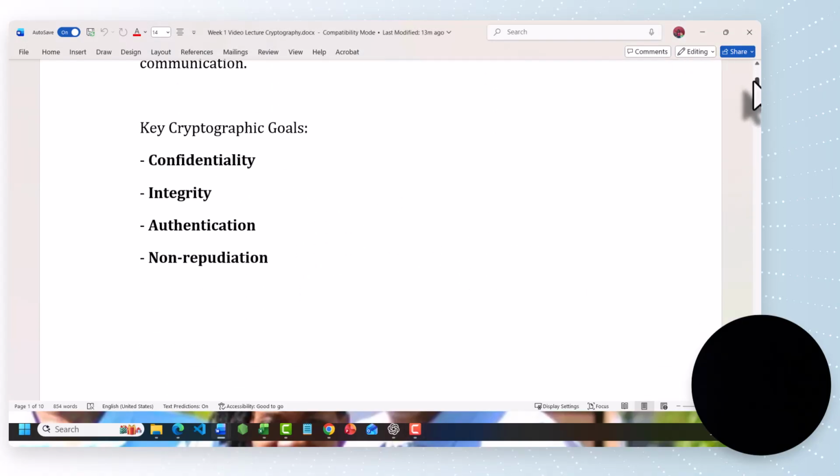The four legs of the table, so to speak, of cryptography, the goals, are confidentiality, integrity, authentication, and non-repudiation. We're just going to briefly go over each one of those.